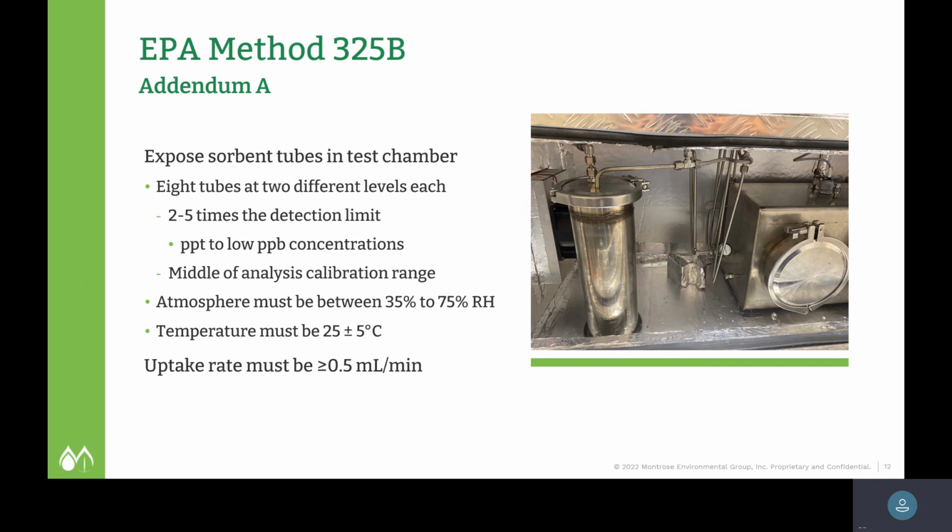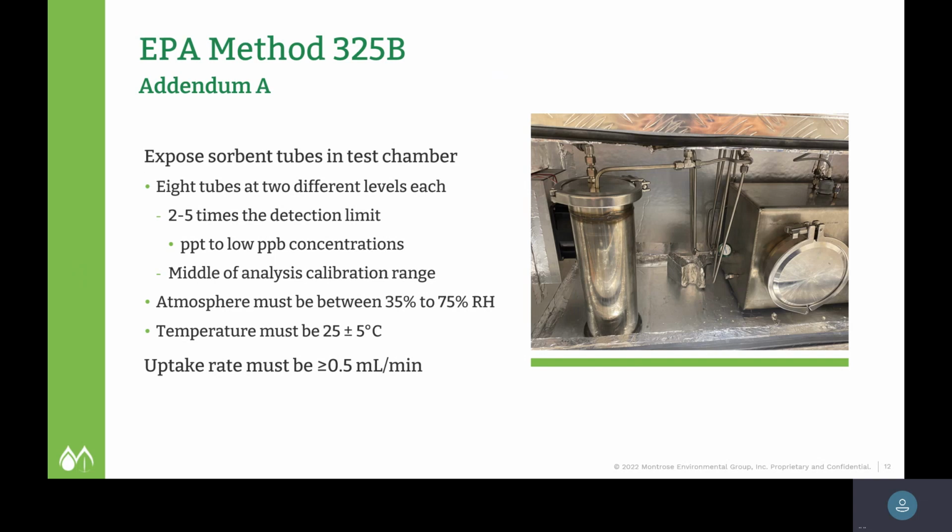So 8 levels, 2 different levels. First level is 2 to 5 times the detection limit at ppb to low ppb levels, and then the second level is the middle of the calibration. So you've got to look at what this is going to be used for, to determine what's mid-level calibration, what's the rule or what's the purpose. So that has to be determined.